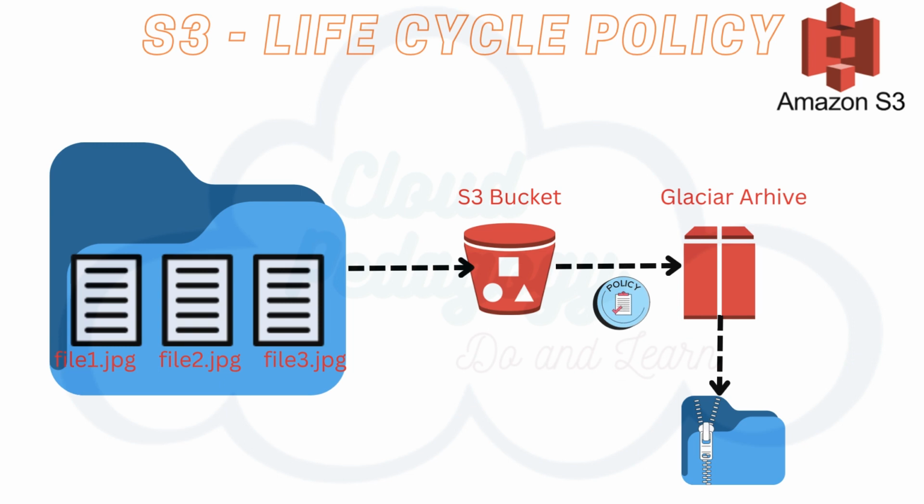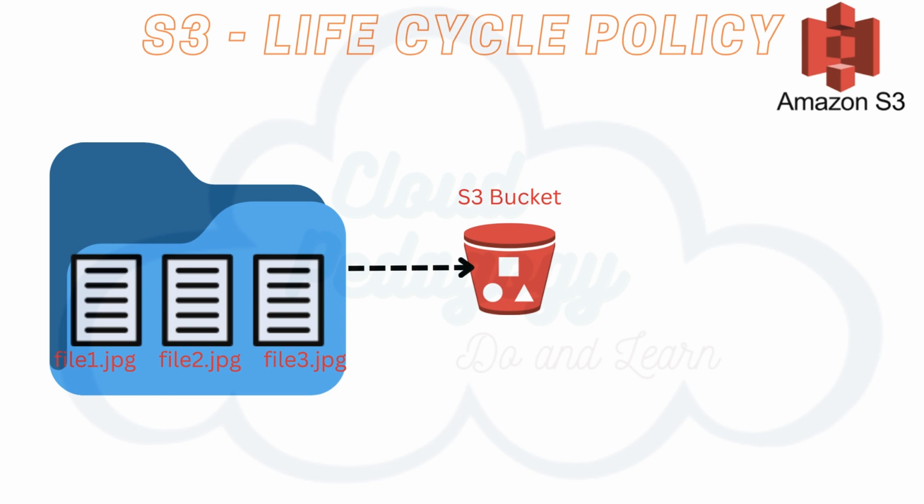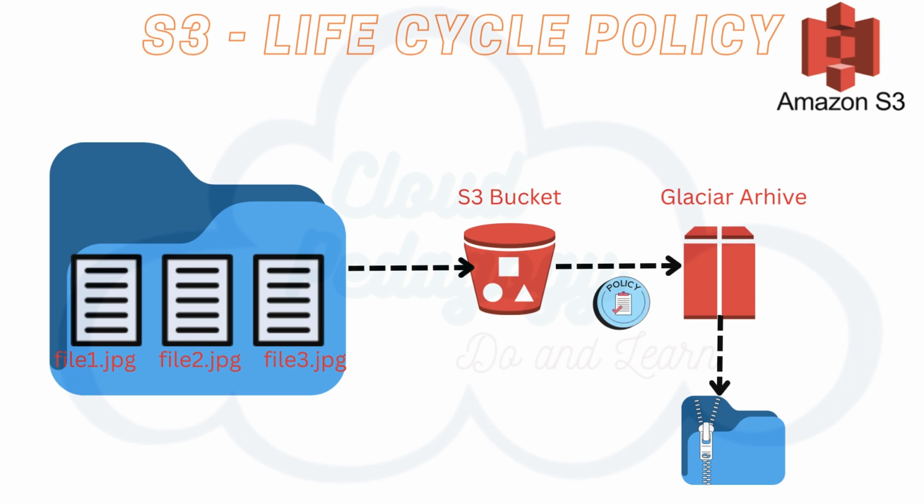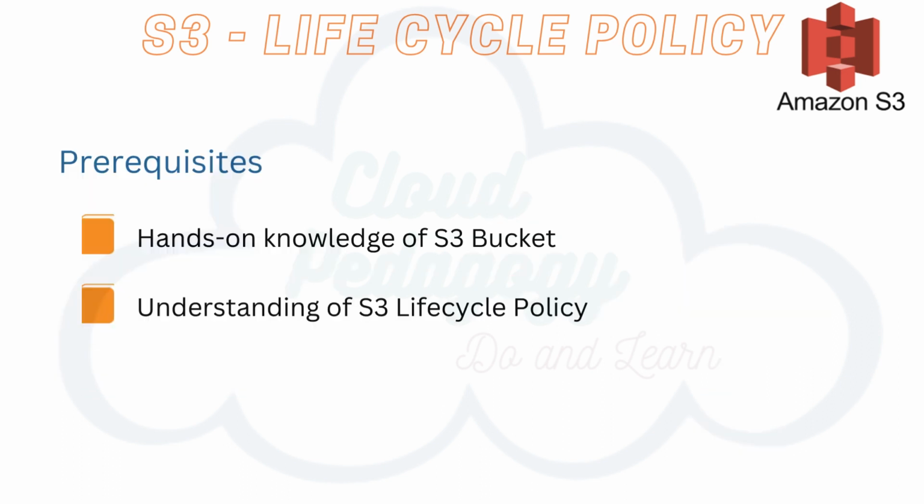In this lab, we will create a basic Amazon S3 lifecycle policy. First, we will create an S3 bucket to which we will upload folders and objects. After the objects have been successfully uploaded to S3, we will create a lifecycle policy which instructs S3 to move objects to Glacier archive after the time set within our lifecycle policy has been reached. After this time limit is reached, we will then be able to confirm that our objects now reside within Glacier archive. Before starting the lab, you should have hands-on knowledge of S3 buckets and a conceptual understanding of S3 lifecycle policy.